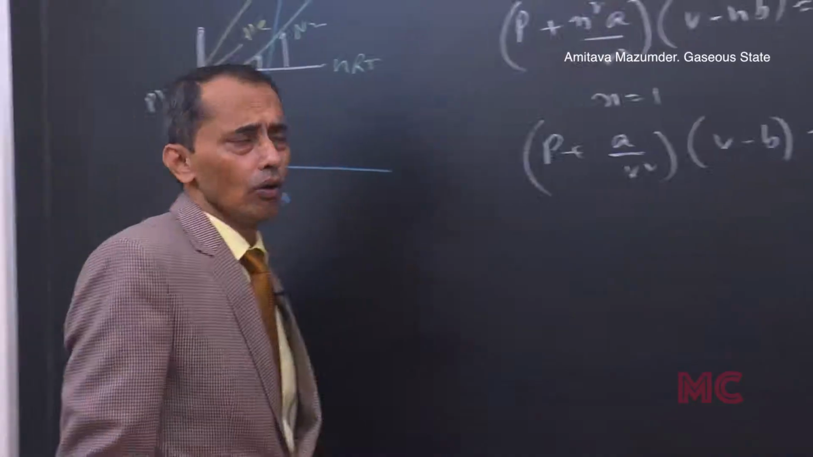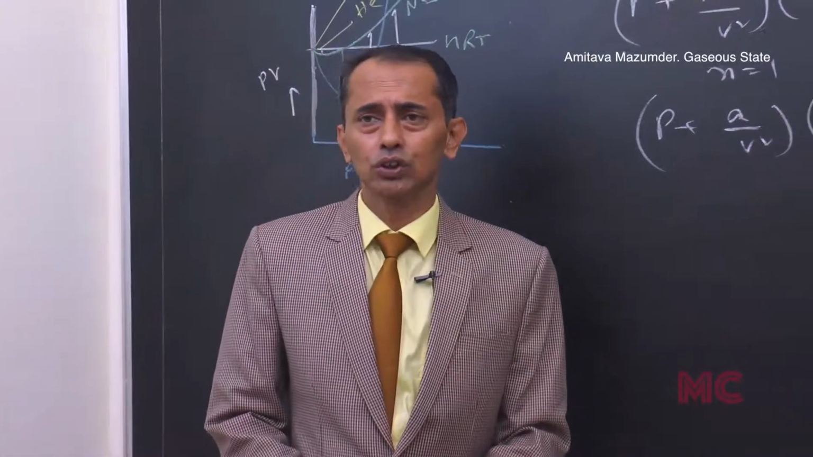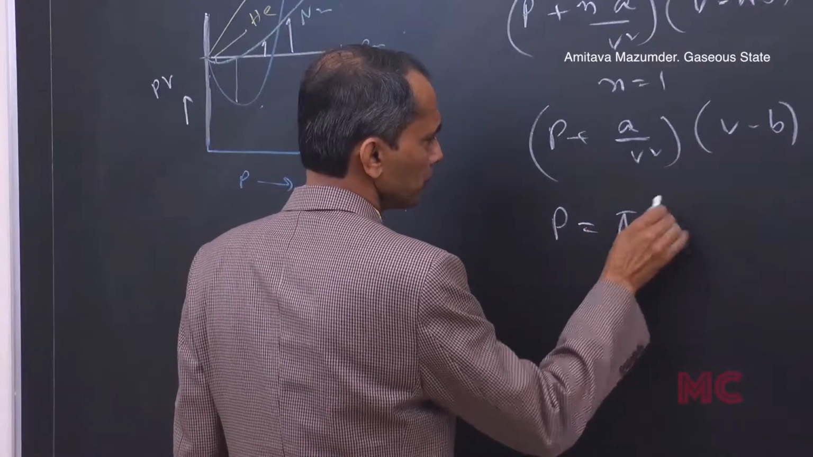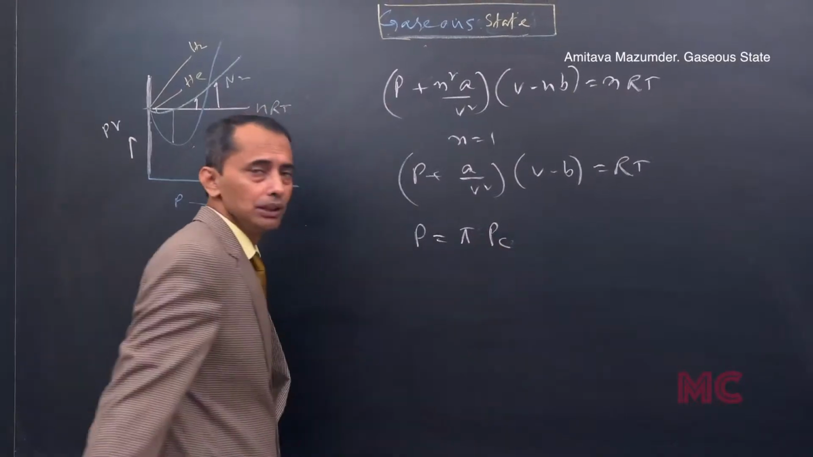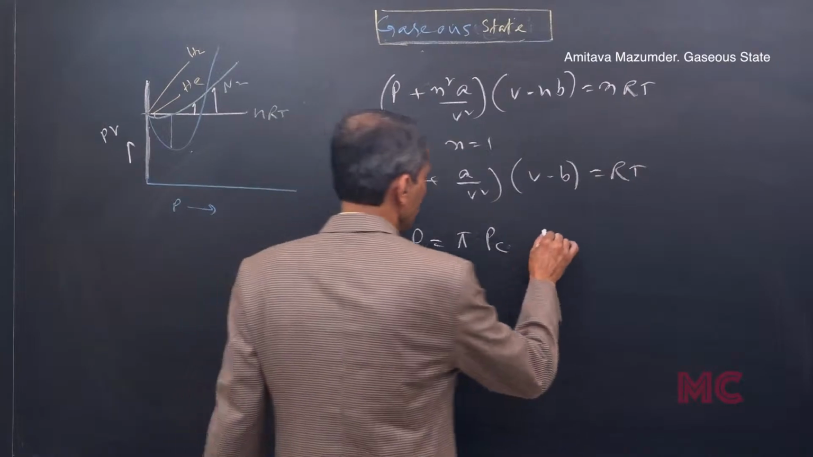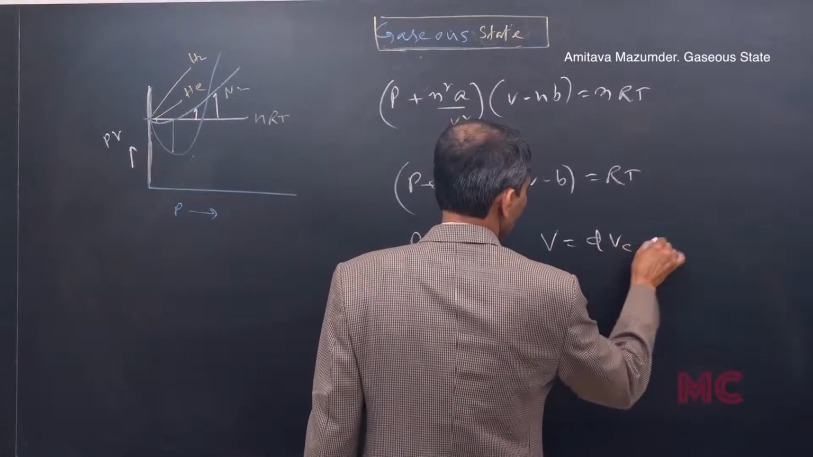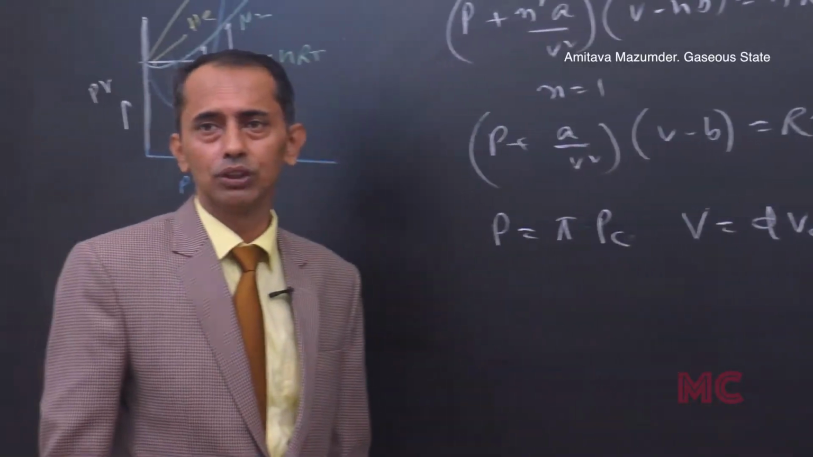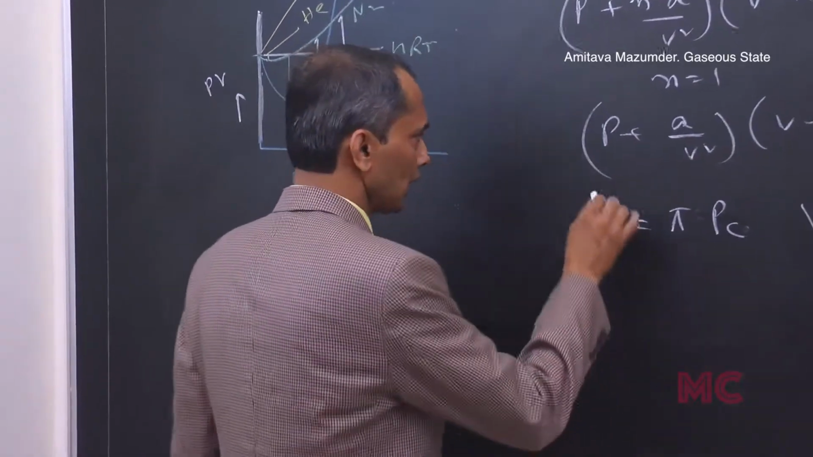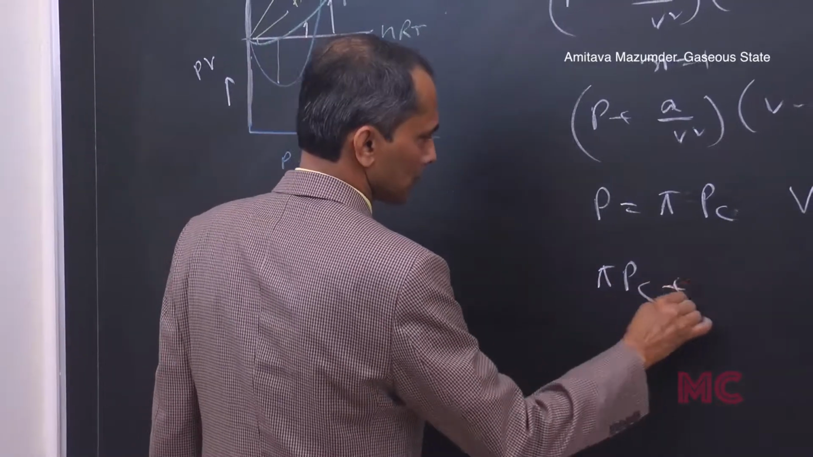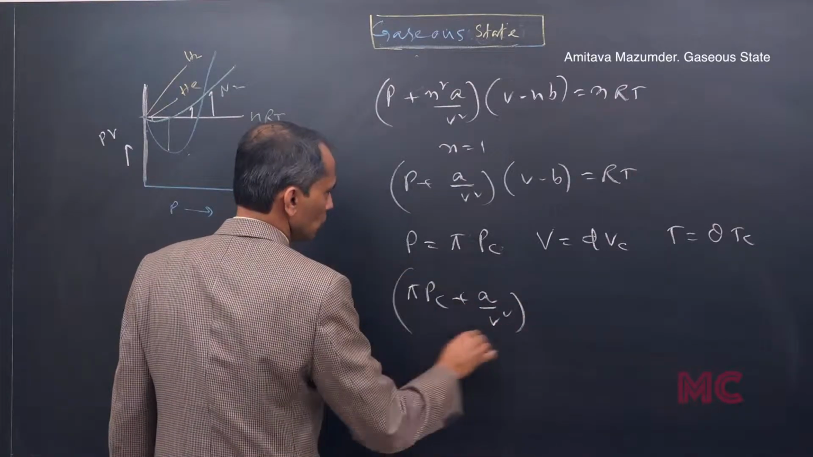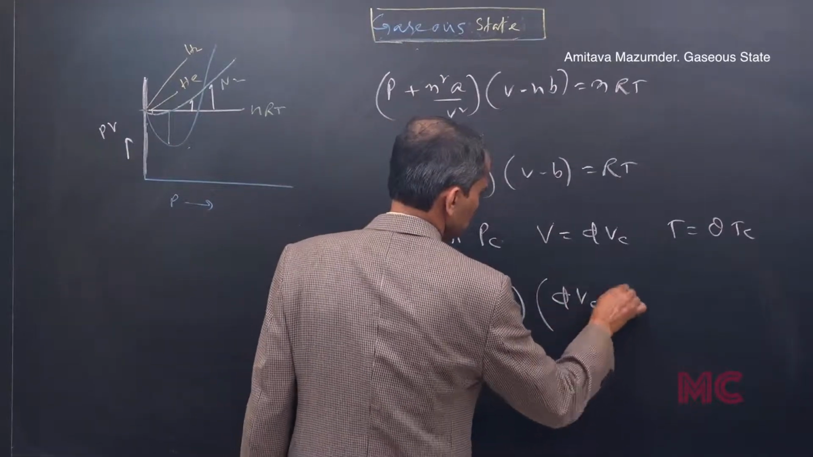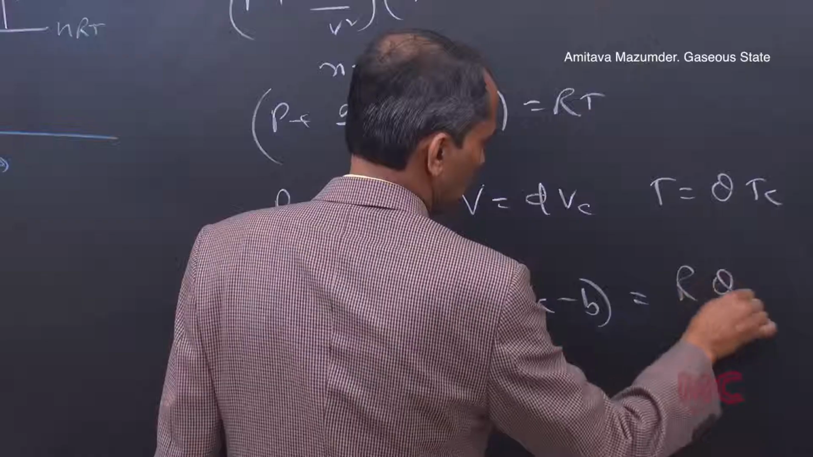Now there is a concept of the reduced condition, that is we can write P in terms of critical constants: P = πPc, V = φVc, and T = θTc. That means θ times the critical temperature. So we can get a reduced expression like (πPc + a/(φVc)²)(φVc − b) = Rθ Tc.